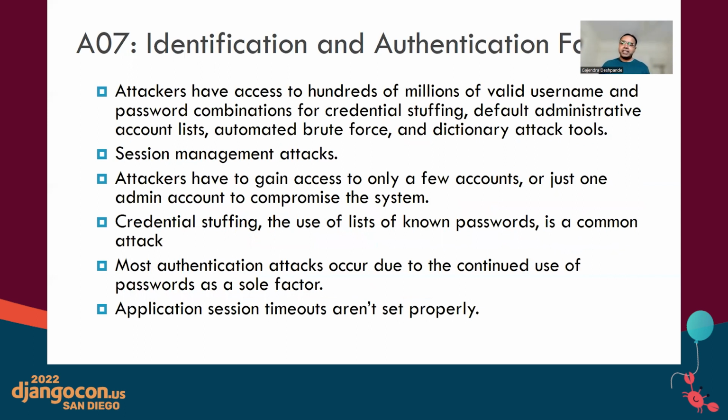Then the seventh one is identification and authentication failures. So here attackers have access to hundreds of millions of valid username and password combinations for credential stuffing, default administrative account lists, automated brute force and dictionary attack tools. So attackers have to gain access to only a few accounts. For example, just the access to an admin account. Once they get access to the admin account, they can do anything with the other remaining accounts.